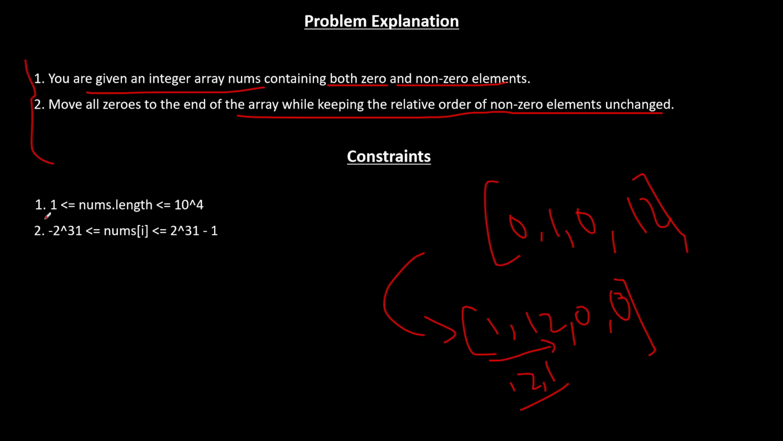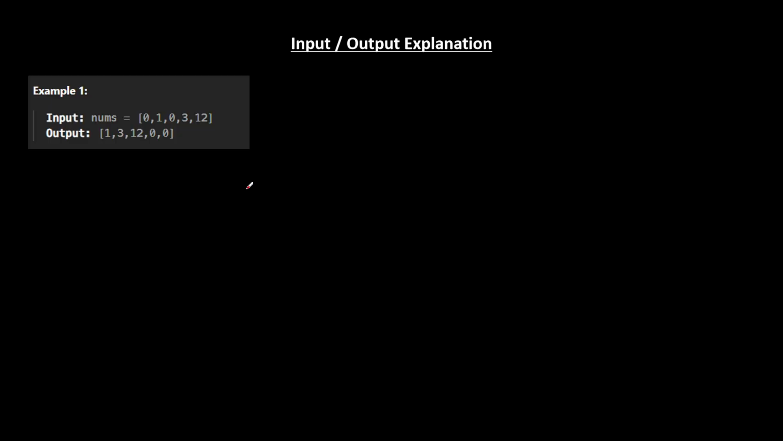And the constraints: the length of nums could be from 1 to 10 to the power 4, and values can be from negative 2 to the power 31 to positive 2 to the power 31 minus 1. Okay. Now let's move to the next slide and understand the input and output of the problem.